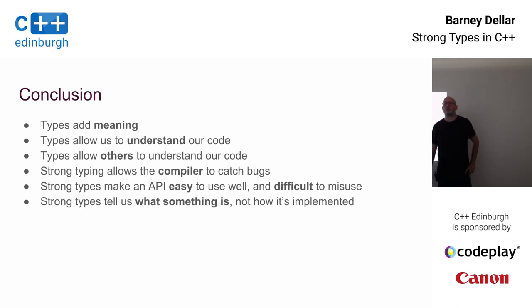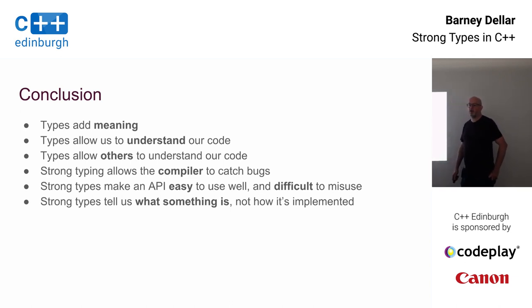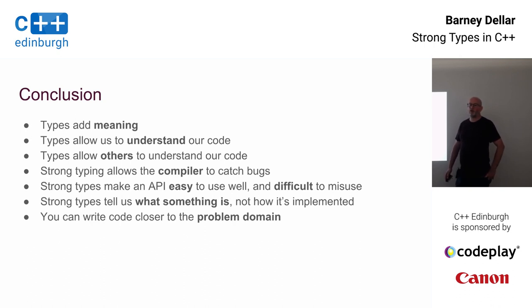Strong types tell us what something is and not how it's implemented. We don't need to know that a kilogram is stored as a double precision floating point number. That's an implementation detail, which you can look at if you want to, but it's hidden away, and using strong types, we make sure that it is hidden away. We can write code that's closer to our problem domain. This means that we can think about kilograms, meters per second, etc., if we're writing satellite software, instead of thinking about doubles. We're thinking of the problem at a higher level, using the same kind of language that an end user or a business person would. It allows us to build more empathy with our end users.